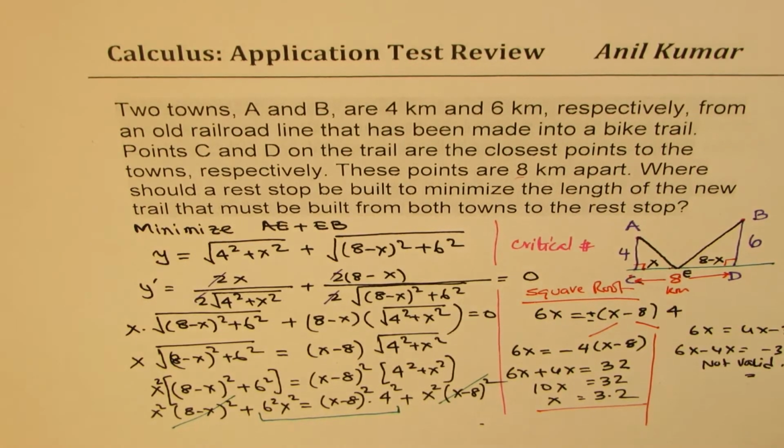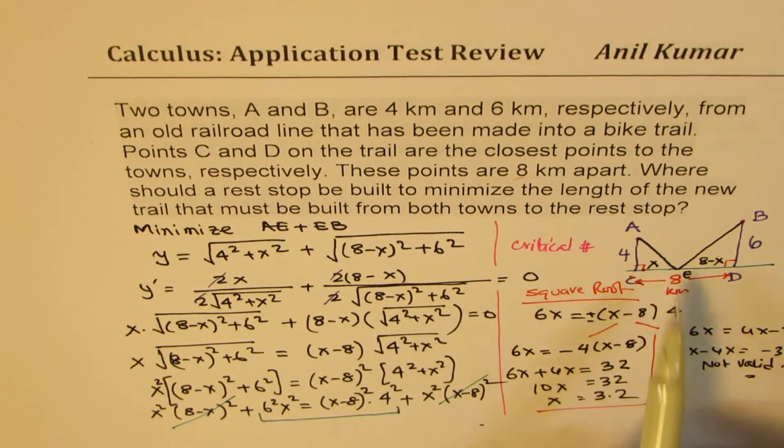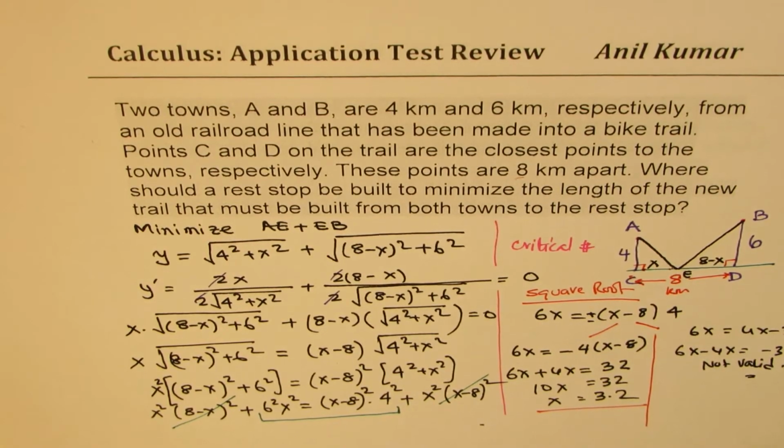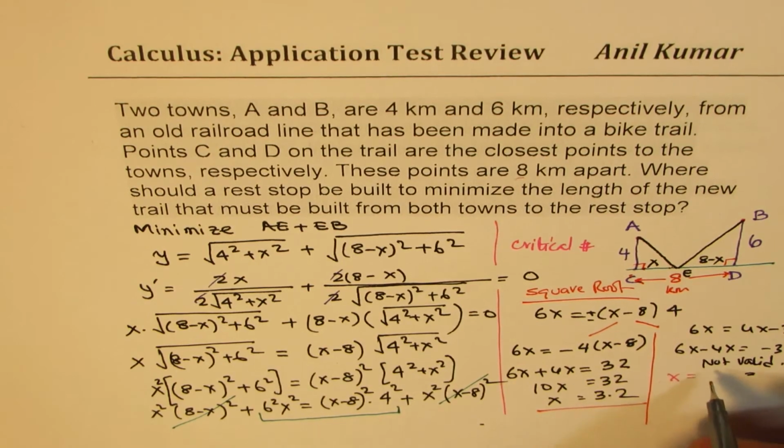That is your answer. Now, the second part is, of course, how do you show that this is the minimum distance? Again, I'll leave that as an exercise. You find the value for x equals 0 and x equals 8. Those are your boundary conditions, okay?